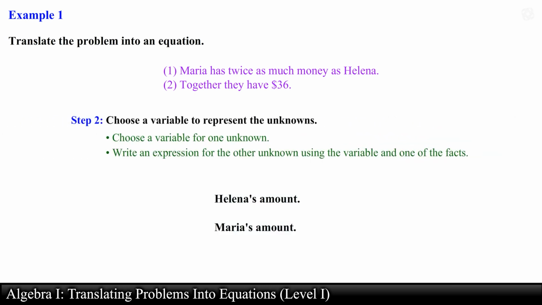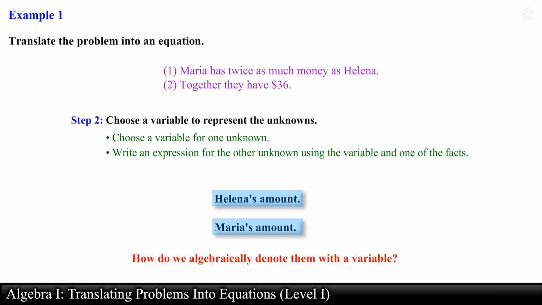In step 2, we go ahead and assign variables to our unknowns. Many students have a hard time with this step, so let's focus on this step. We already know that our unknowns represent the amount of money that Maria and Elena have. The question we should ask ourselves is how do we algebraically denote them with a variable? From the first sentence, we know that Maria has twice as much money as Elena. We are actually given some kind of relation between Maria's amount and Elena's amount.